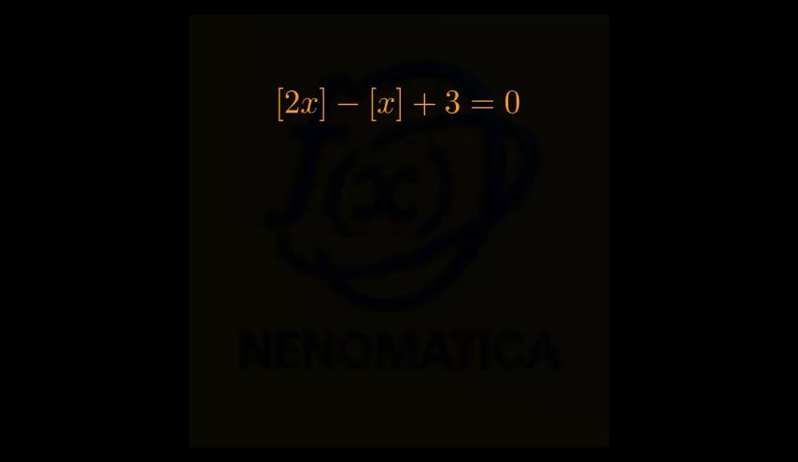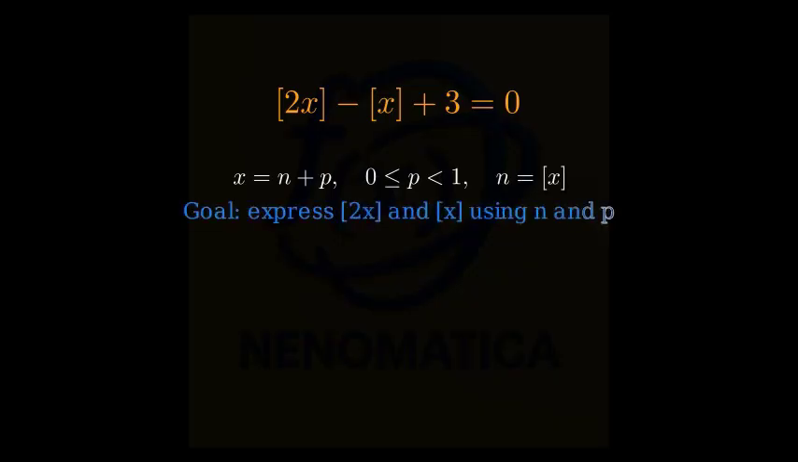Any real number x can be written uniquely as n + p, where n is the integer part or floor of x, and p is the fractional part between 0 inclusive and 1 exclusive. We'll use this to turn the floor terms into expressions in terms of n and p.